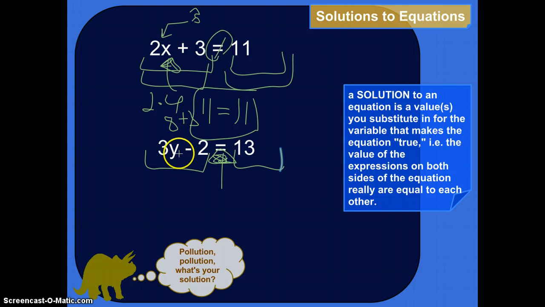Well, let's see. 3 times 5 is 15. That's a 5, believe me. Minus 2. 15 minus 2 is what? 13. So if you plug in a 5 for that y, then this equation turns out to be true. So we would call 5 the solution to that equation.